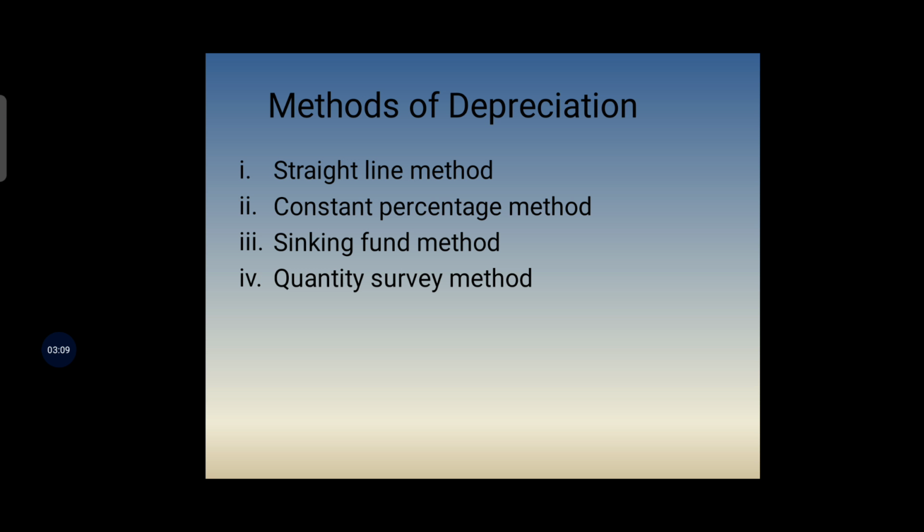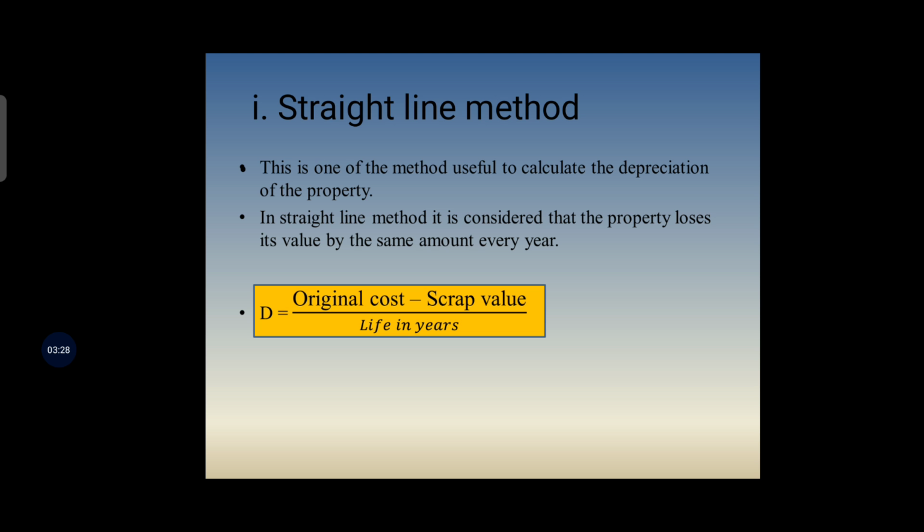The next one is methods of depreciation. There are methods of calculating depreciation. The first one is the straight line method, then the sinking fund method, then the constant percentage method, and the fourth one is the quantity survey method. So we will learn in detail.